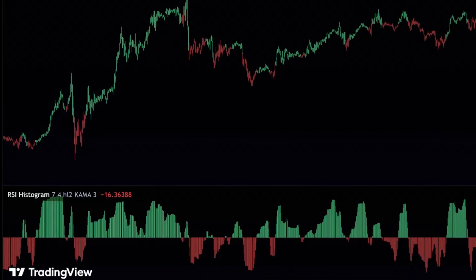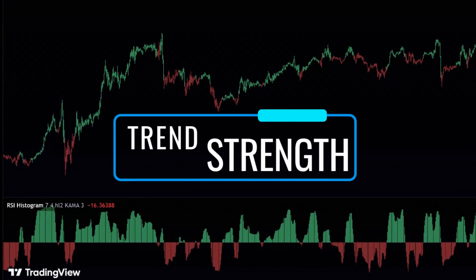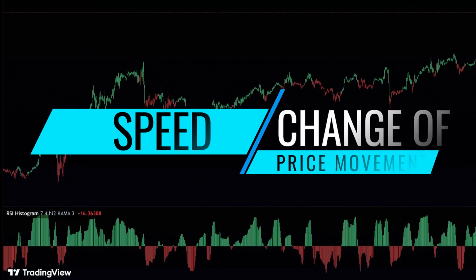The RSI histogram is a handy tool that helps you see the strength of the current trend, making it easier to spot potential trend reversals. It does this by measuring the speed and change of price movements.